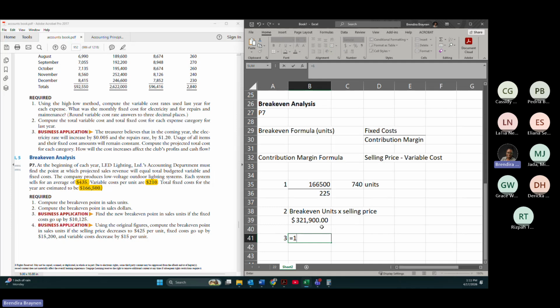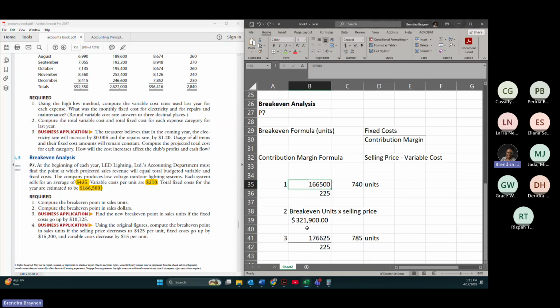So 166,500 plus the additional 10,125 means fixed cost is now 176,625. Contribution margin stayed the same. It's still 225. And so when I divide the two, I get 785 units. All right. And so, I mean, that makes sense because when you have more costs, that means you need to sell more in order to make a better profit.